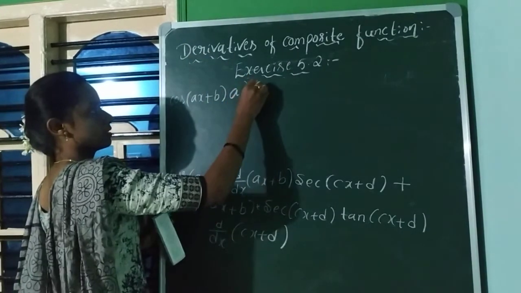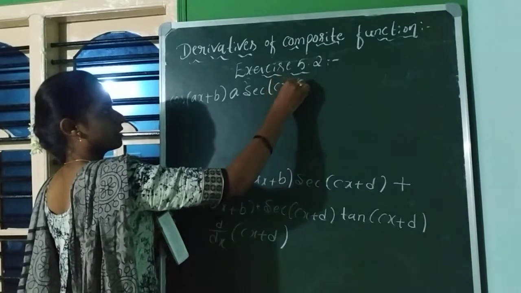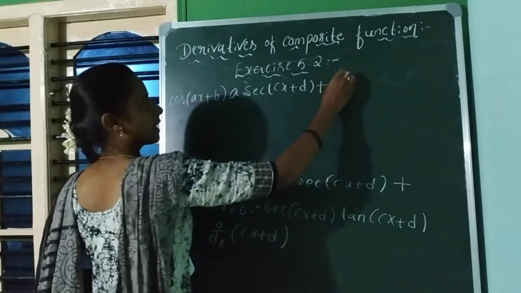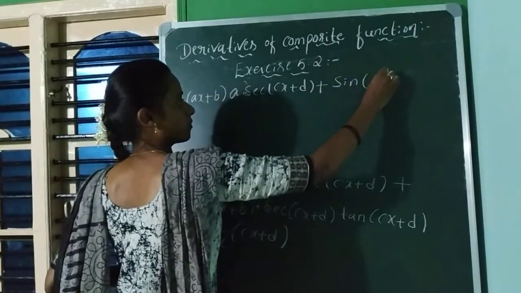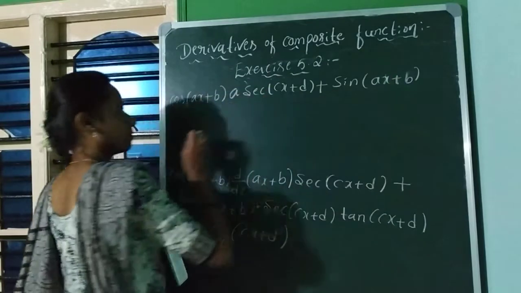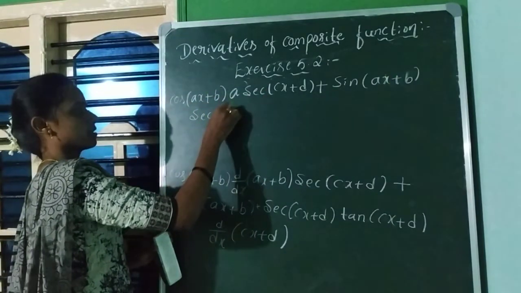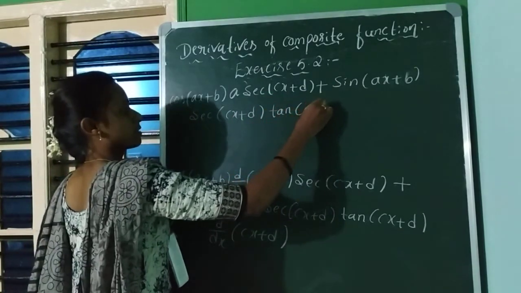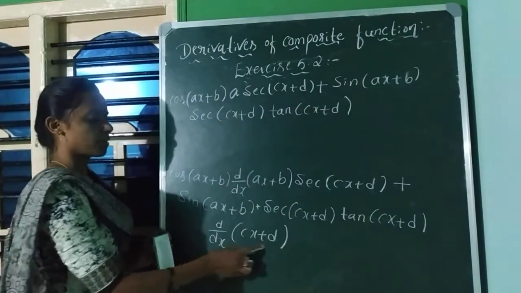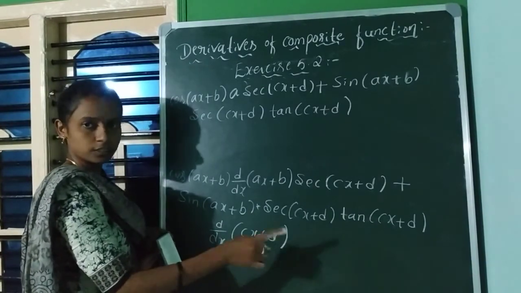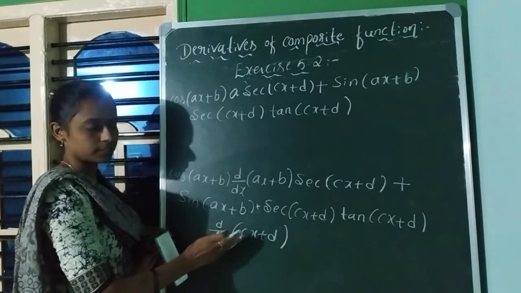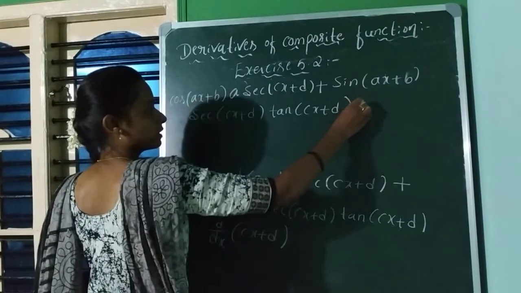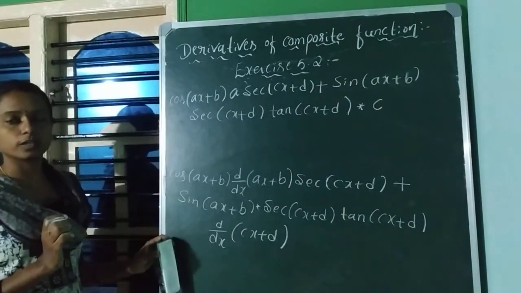Okay, next secant of cx plus d. Now plus, write sine as it is, sine of ax plus b, secant of cx plus d, tan of cx plus d. Now the derivative of this: d is a constant so 0, c is a constant so it stays, because it is with the variable x. The derivative of x is 1. Therefore the derivative of cx plus d is only c.